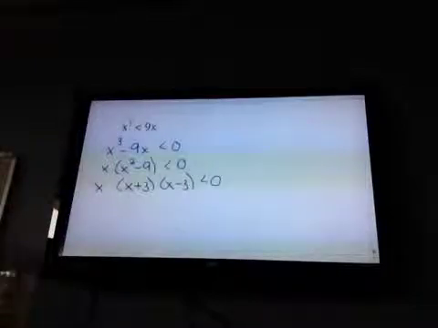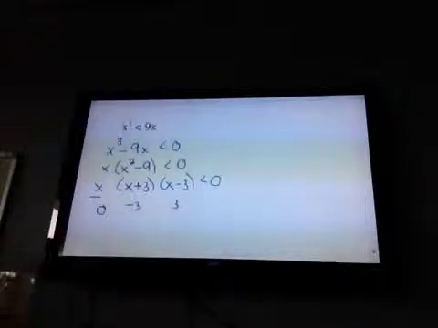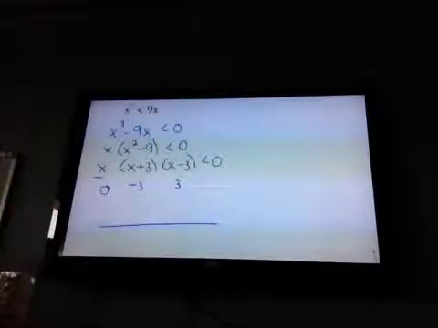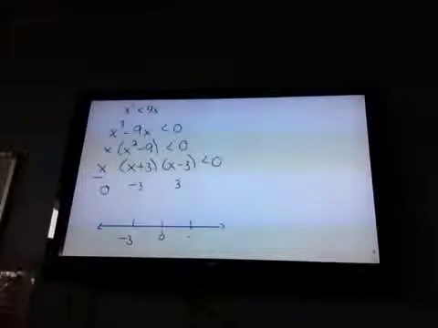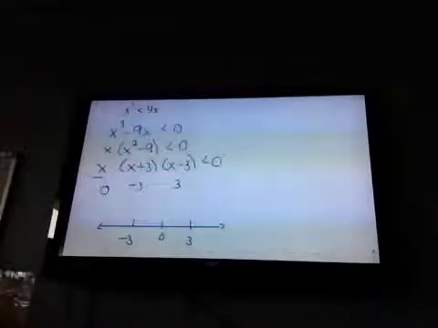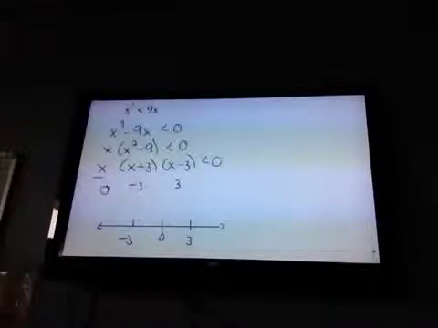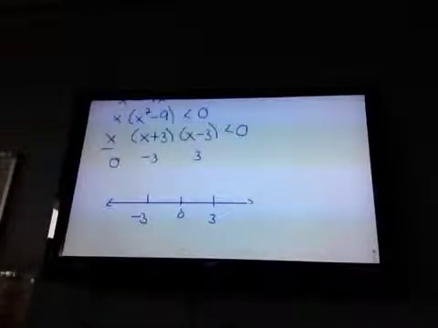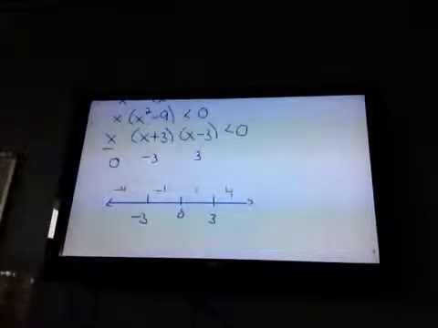Okay, so this time I have 3 zeros. The first one is 0. And then I have negative 3, and I have positive 3. So I have 4 testing areas. So a number less than negative 3, negative 4. A number between negative 3 and 0, negative 1. A number between 0 and 3, positive 1. And a number greater than 3, positive 4.